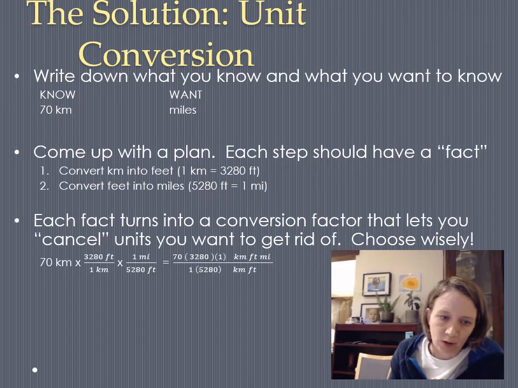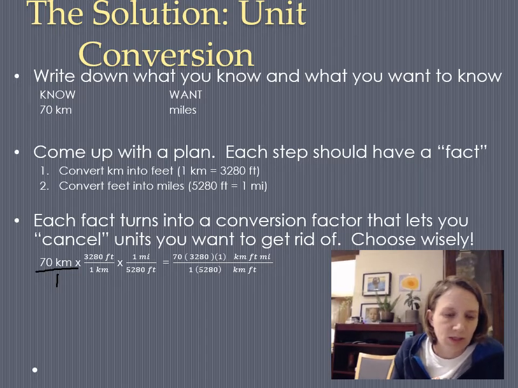So for this problem, for example, I start with 70 kilometers. That's the same as saying 70 kilometers over 1. We could write it as a fraction if you wanted to. It sort of doesn't look like a fraction, but you could make it into 1 just so that it's really clear to you that that 70 kilometers is on the numerator, or the top of the fraction.